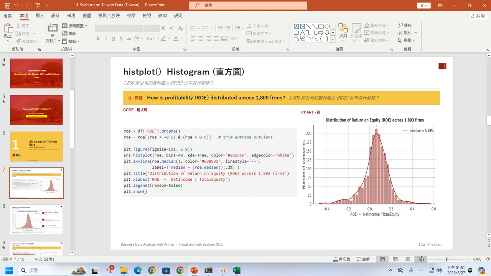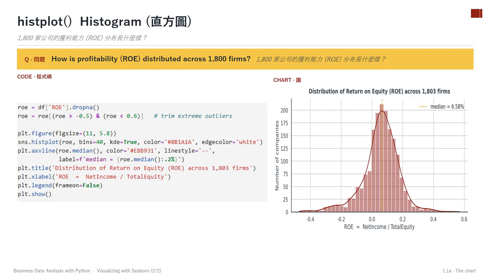Okay, and here is the plot figure, about how we set up our figure size. And this hist plot is where we put the ROE and set the bins. KDE is just like this curve, so smooth, and we give the color and the edge color.